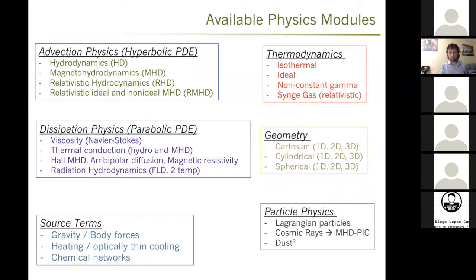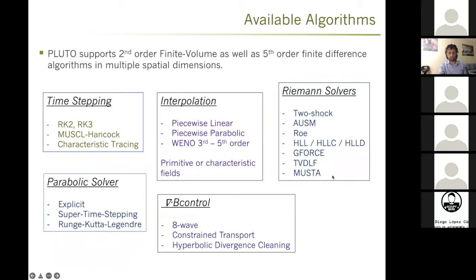There is also support for different geometries: Cartesian, cylindrical, spherical, and different source terms, including, for example, gravity and body force. There is also the shearing box approximation, or the FARGO method, to deal with differentially rotating systems. And recently we have this particle physics module, which I will concentrate on later, actually in a few minutes from now, dealing with Lagrangian particles, dust, and cosmic rays.